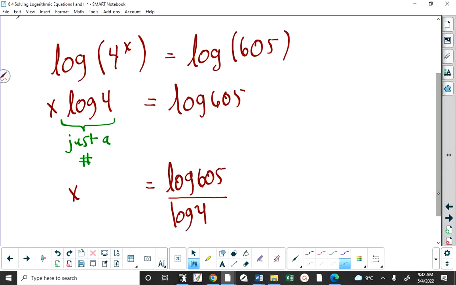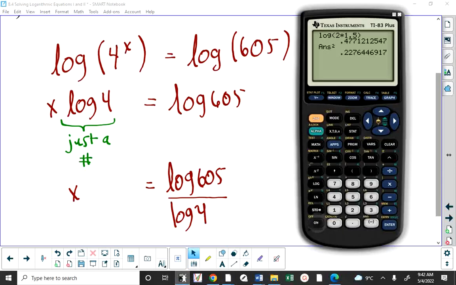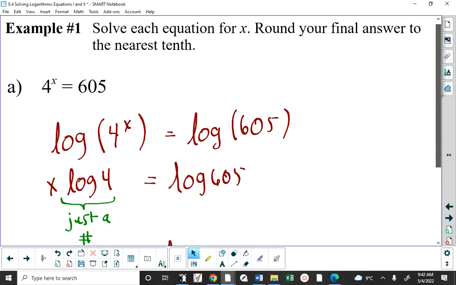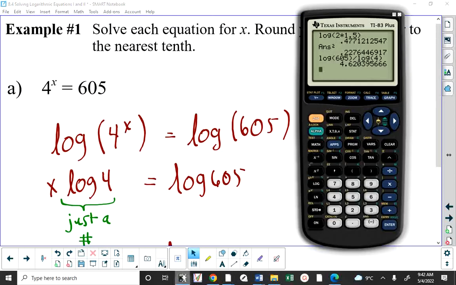If you wanted a decimal value, then we could certainly do that. We could take the base 10 logarithm of 605 divided by the base 10 logarithm of 4. I want to demonstrate to you that this works. That's what x is. If I were to put that x back into the original equation, I would have to take 4 raised to that answer, and it better give me 605. Otherwise, I'm not telling you the truth here. And it gives you exactly 605.